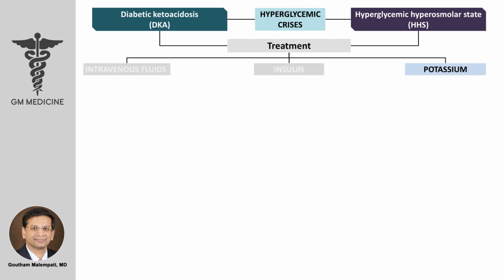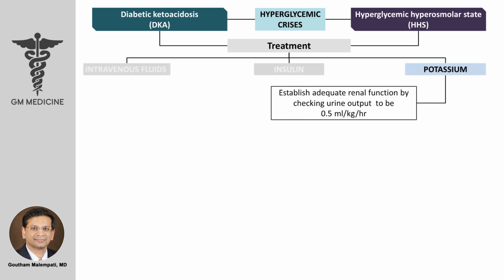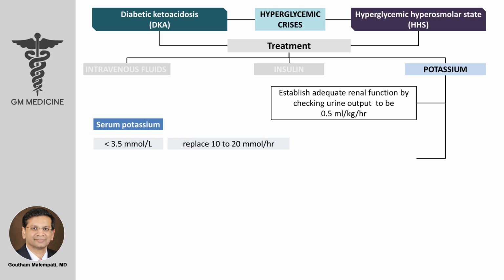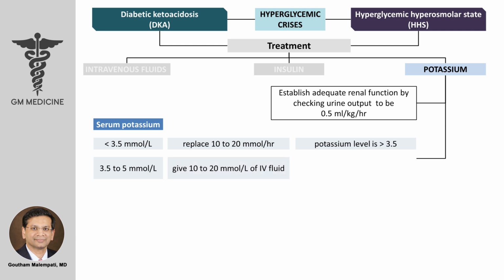Potassium replacement. Establish adequate renal function by checking urine output to be at least 0.5 ml per kg per hour. If the serum potassium is less than 3.5 millimoles per liter, replace 10 to 20 millimoles per hour until potassium level is greater than 3.5. If the potassium level is between 3.5 to 5 millimoles per liter, give 10 to 20 millimoles in each liter of IV fluid to keep serum potassium between 4 to 5 millimoles per liter. If the potassium is greater than 5 millimoles per liter, do not give any potassium and start insulin.